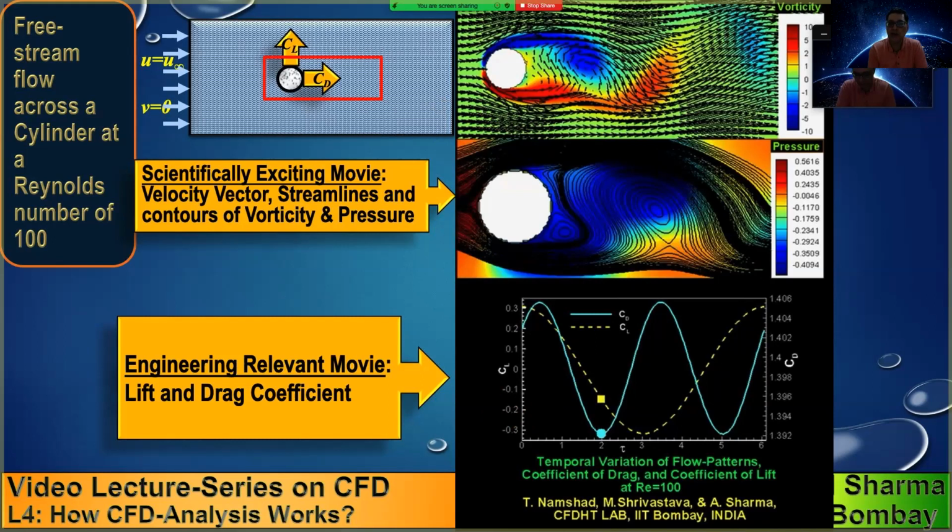Note that in a two-dimensional problem, the scientifically exciting movie is two-dimensional. You get a picture where the color is varying in two dimensions. Whereas the engineering relevant movie is one dimension less. For a two-dimensional problem, you can see that the lift coefficient is varying as a point on a line. It's like a one-dimensional movie. Engineering relevant movies are one dimension less than the scientifically exciting movie.